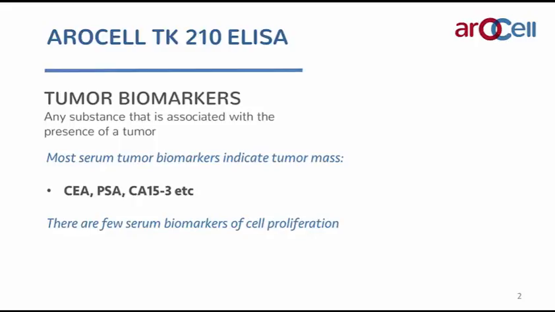And most serum tumor biomarkers are indicative of the total tumor mass. Examples are CEA, PSA, which is most known usually, but also a whole series of others, including CA15-3, that we will describe a little bit more later on. However, there are very few serum biomarkers that are indicative of cell proliferation.